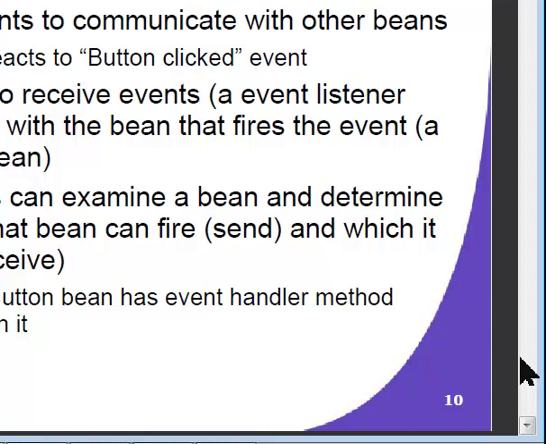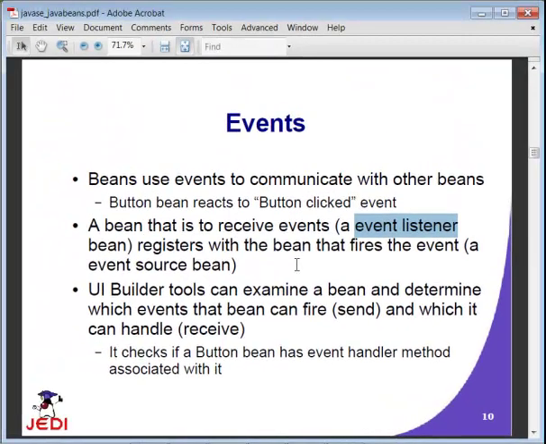Okay? So a bean that is to receive events, we call an event listener or event handler. Before the event listener or event handler can get the event from the event source, it has to register with that event source bean that it has an interest in receiving that event. Let me repeat this one more time. A bean that is to receive events, which we call an event listener or event handler, registers with a bean that fires the event. The bean that fires the event is called the event source.